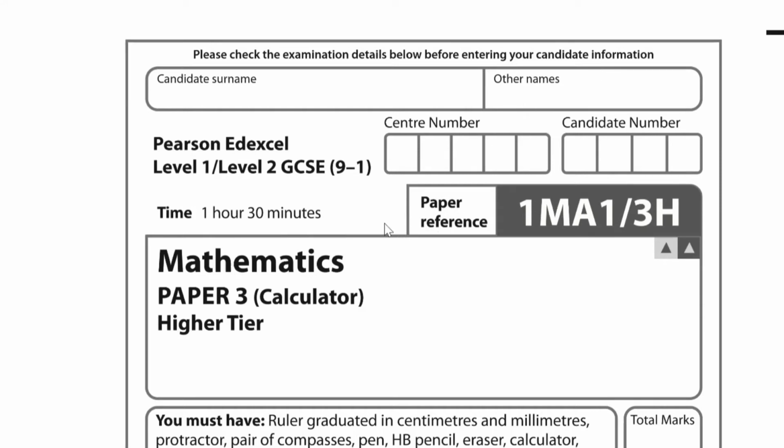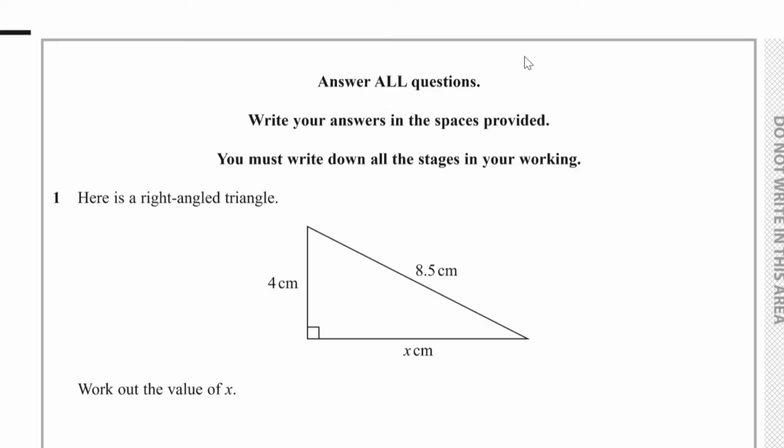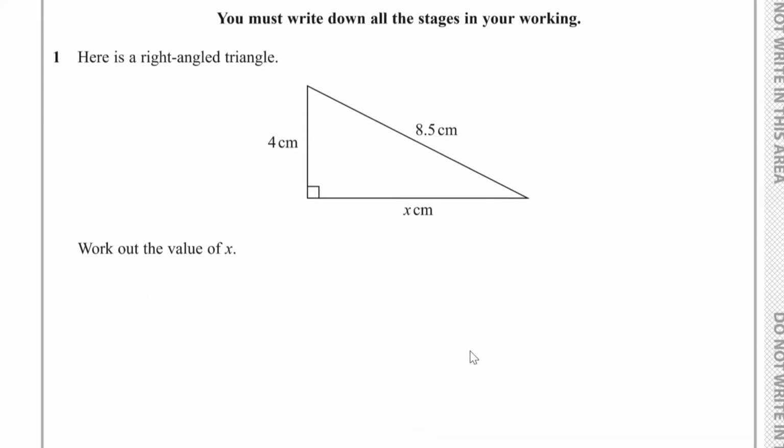This is the Edexcel GCSE 9-1 Maths Paper 3 from the higher tier, and it's from the June 2022 series. Question number 1. Here is a right-angled triangle. We've got 4 centimeters, 8.5 centimeters, and x centimeters. We have to work out the value of x. Well, to do this question, we can use Pythagoras' theorem.